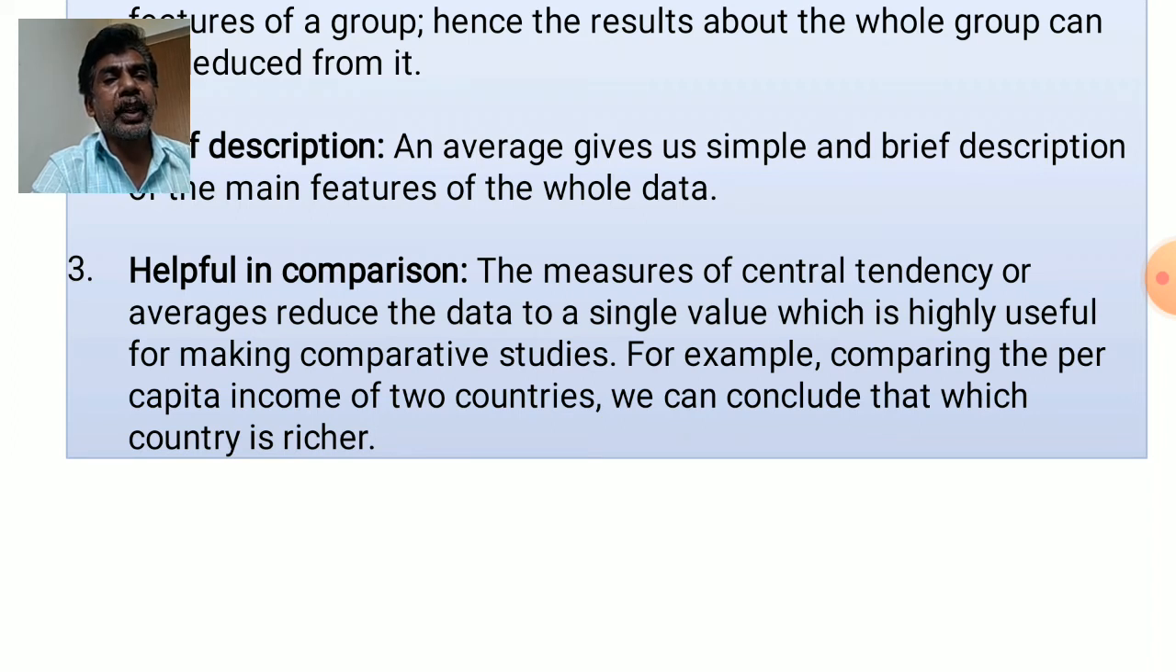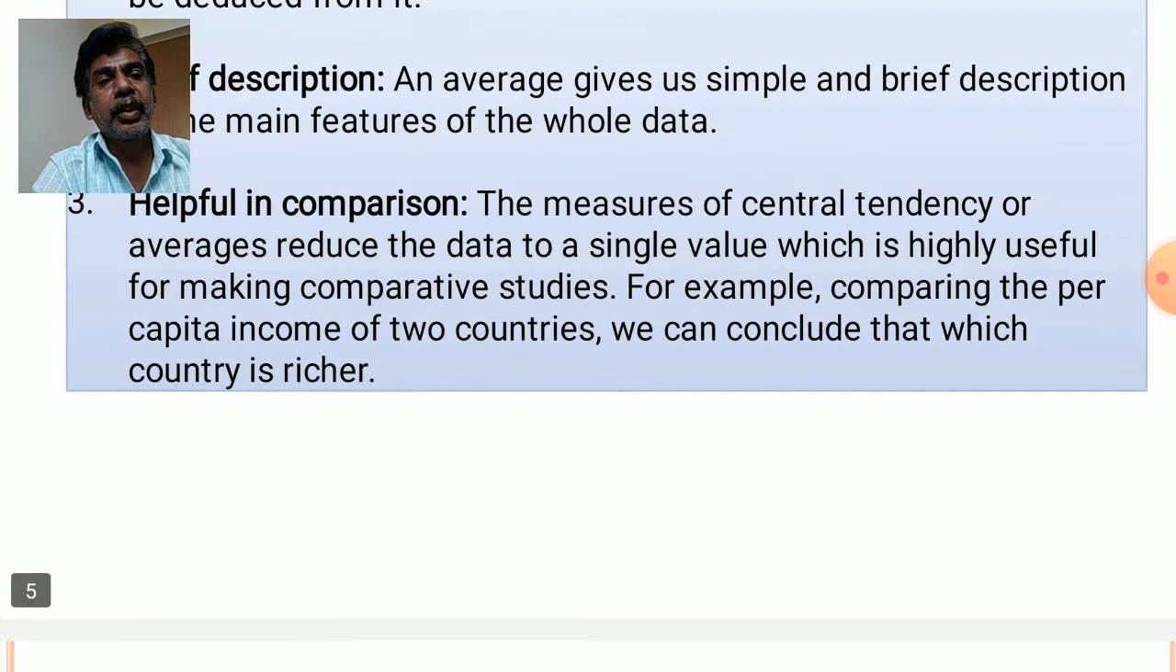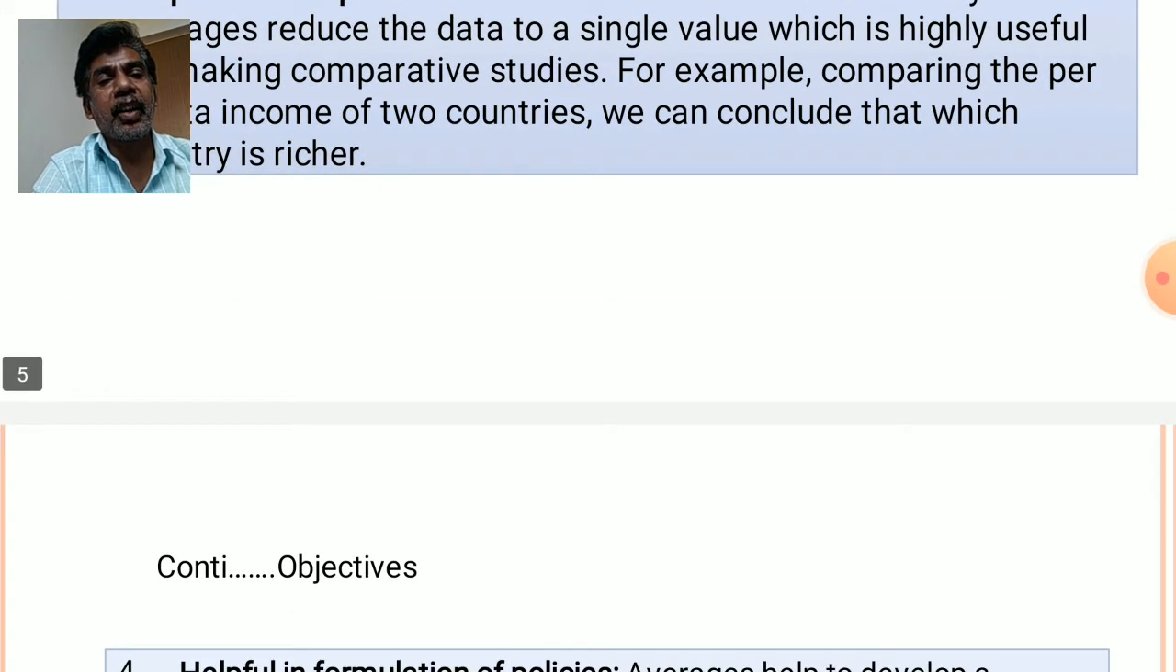So the per capita income of one country to another country, we can compare such data. Therefore, averages or measures of central tendency help to compare the data of one to another. So we can conclude which country is richer. This is possible with measures of central tendency or averages.